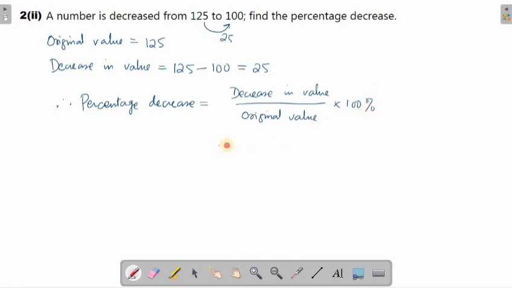Okay, let's put the values. The decrease in value is 25. So 25 by 125 into 100%. So this is also similar to the earlier problem. Do the cancellation, and it exactly turns out to be 20% again, right? So pause the video and note down your solution.